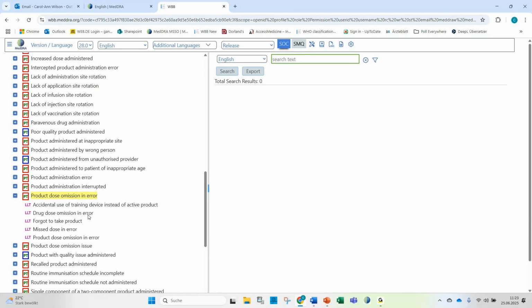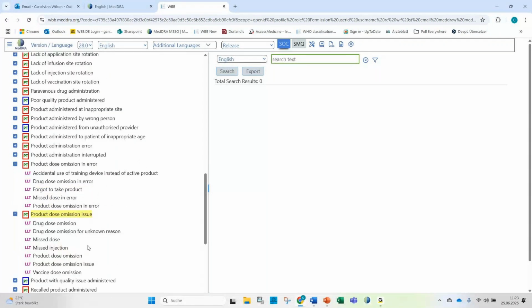So you can see that there is also this issue term. So when it's not clear that it was an error, or when it's not clear that it was an intentional drug dose omission, then you could use one of the LLTs underneath this PT.